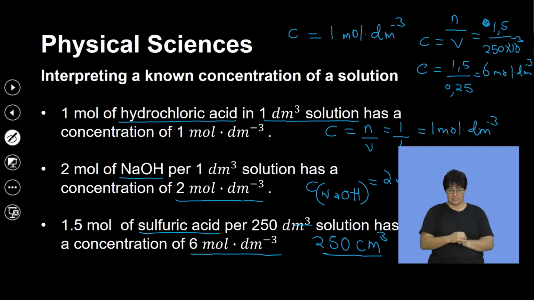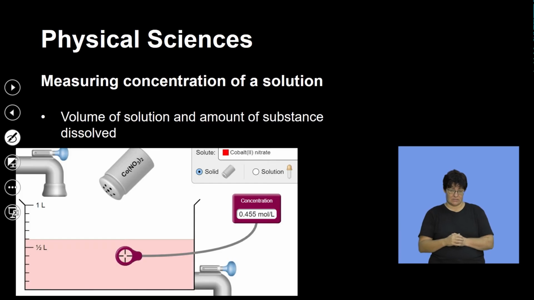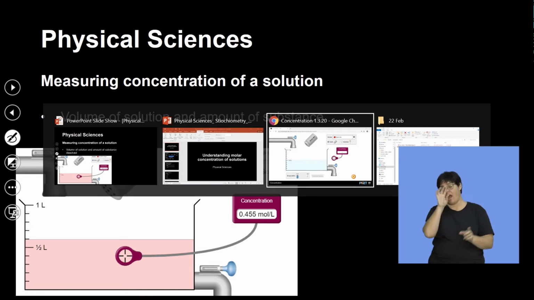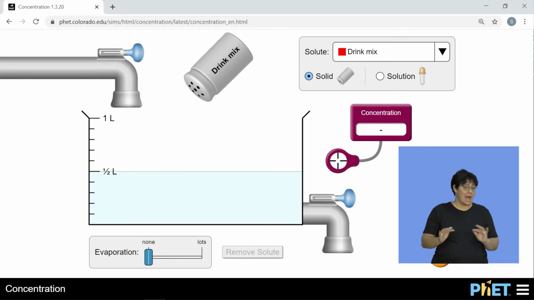So what does this mean? It means per unit volume of that solution, there are 6 moles of the solute. That's the interpretation. Now let's focus our attention on measuring the concentration of a solution. We'll draw our attention to a simulation that's going to give us an idea as to how we actually do that. So we'll start with a simple example.